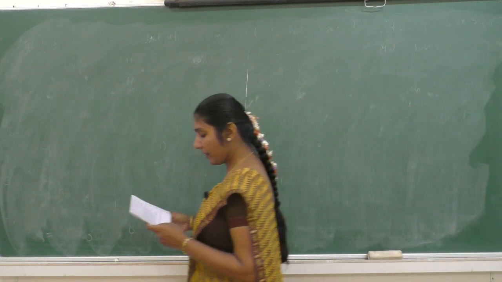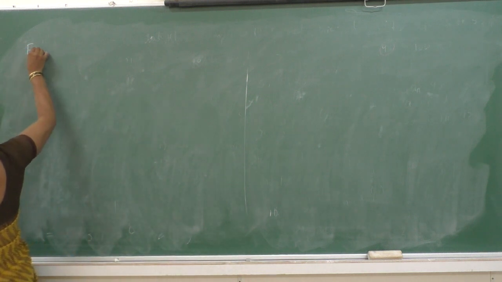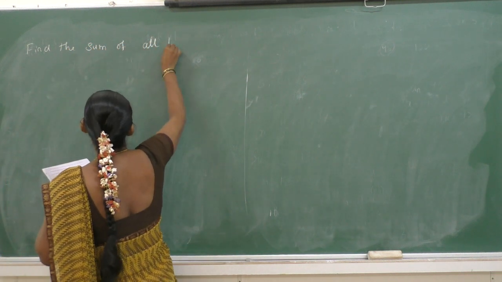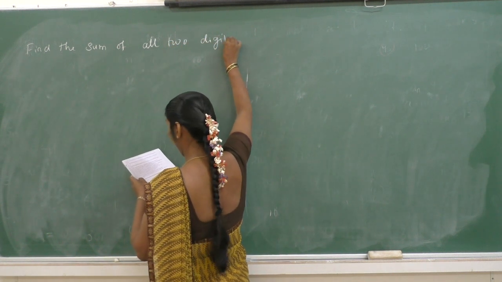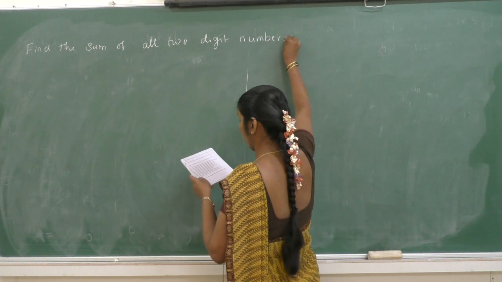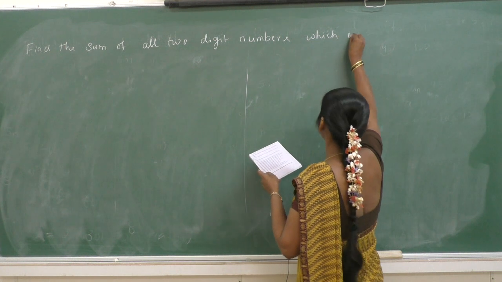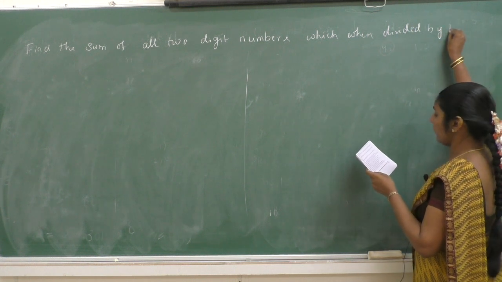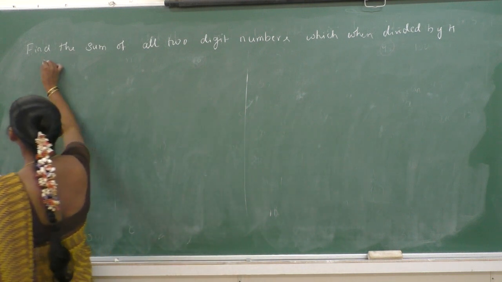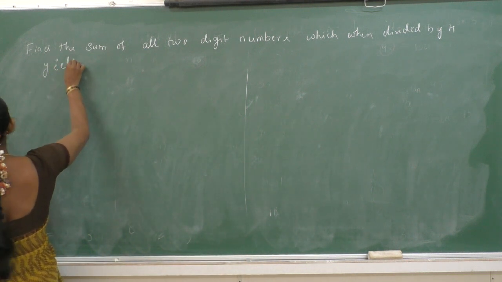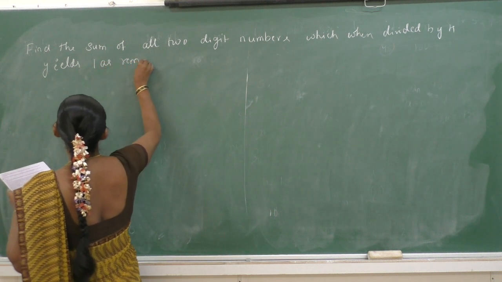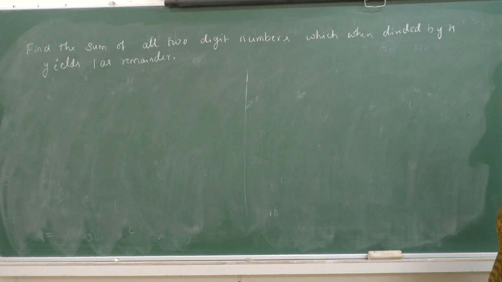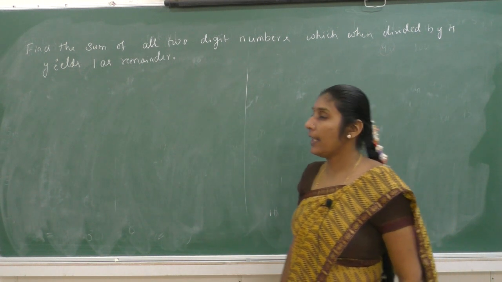Next problem. Find the sum of all 2-digit numbers which when divided by 4 yields 1 as remainder.